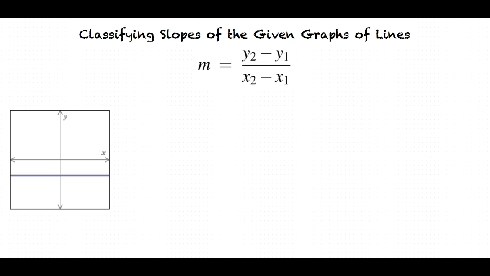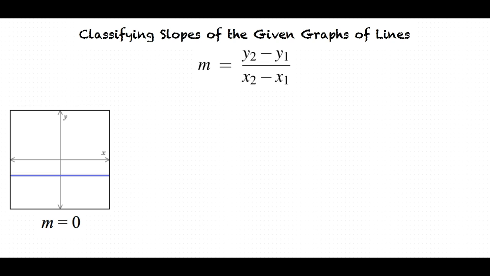This is a horizontal line. This means that the y value does not change as the x value increases. We know that 0 over the change in x value equals 0. Therefore, for this line on the graph, the slope would be 0.